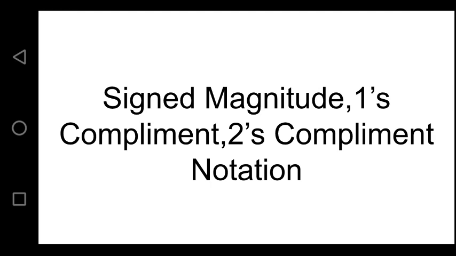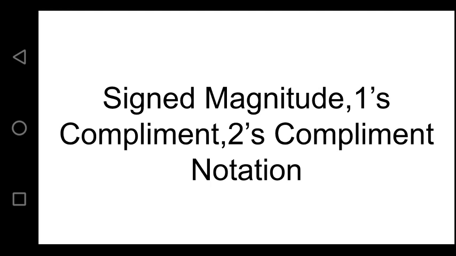We all know that in the previous class we discussed that these notations are basically used to represent any numeric data, maybe an integer or a real value. So these are the three representations: signed magnitude, one's complement and two's complement.